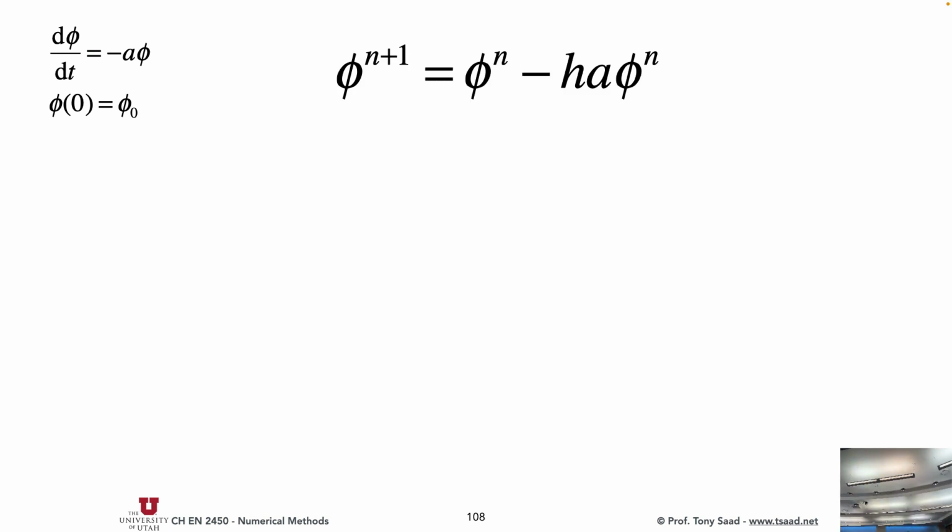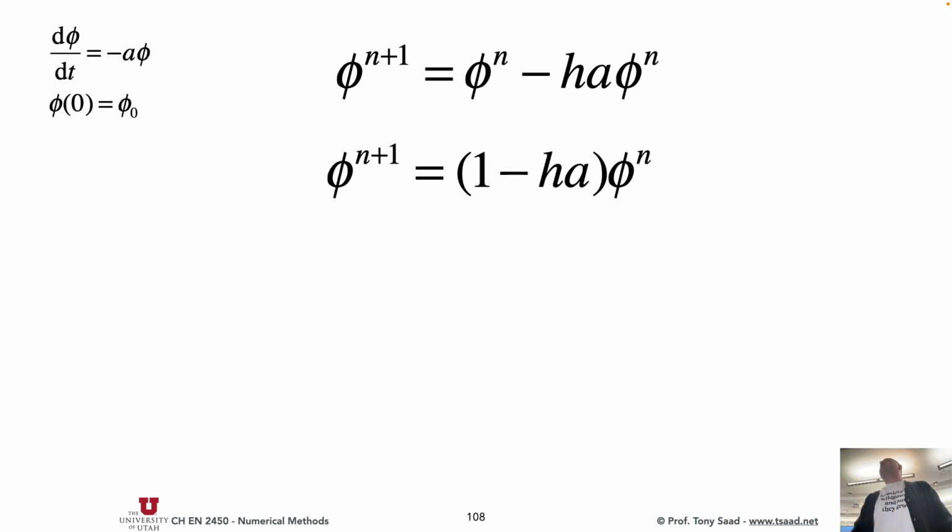So here's what happens. If you apply the forward Euler method on this ODE with a time step size of h, you get phi n plus 1 equal phi n minus h a phi n. Agreed? So that's phi n plus delta t times the right-hand side at n. The right-hand side is minus a phi. Okay? So this is what you get: phi n plus 1 equal phi n minus h a times phi n. You can combine those on the right-hand side. You get phi n plus 1 equal 1 minus h times a, where a is that coefficient and h is the time step size, times phi n.